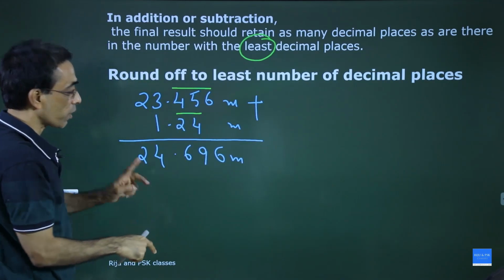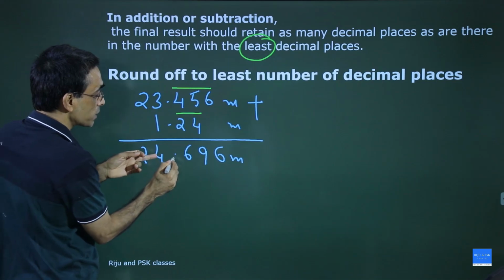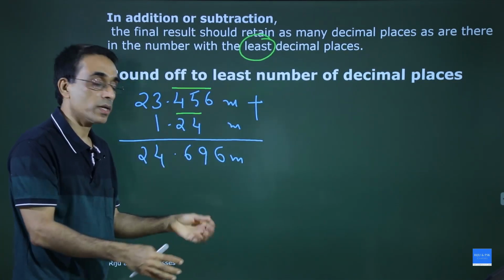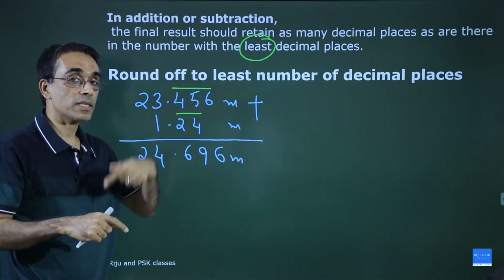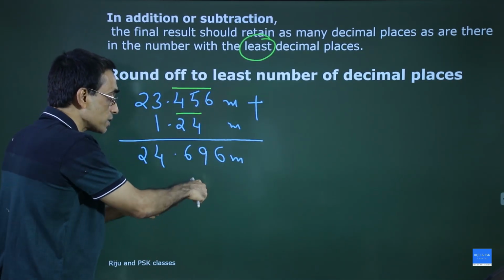So the answer should be rounded off to how many decimal places? 2 decimal places. So how many decimal places are there in the answer? There are 3. So the last number should be removed. What is that number? It is 6. Is it greater than 5? Yes. If it is greater than 5, what should you do? You should increase this by 1.